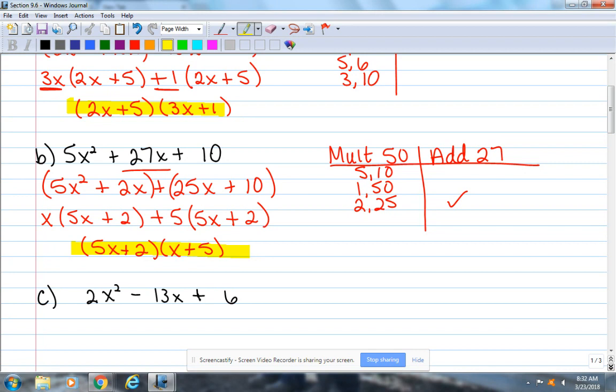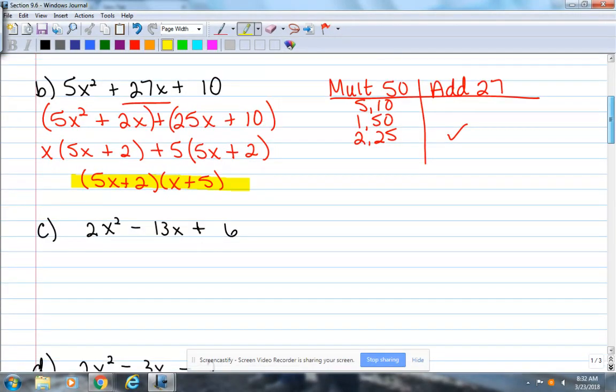Okay, look at C. Let's start putting some negative signs in there for us. So on C, 2x squared minus 13x plus 6. We want two numbers that multiply to get what number? 12. And that add to get what number? Now, if I multiply to be positive but add to be negative, what kind of signs do I need? Two negatives. Thank you.